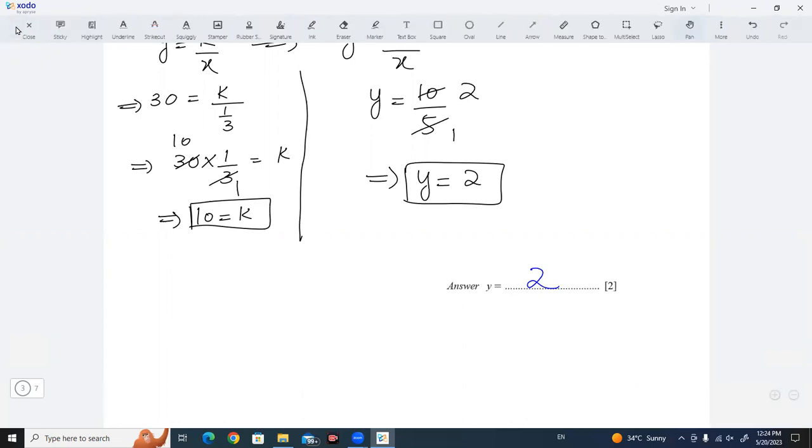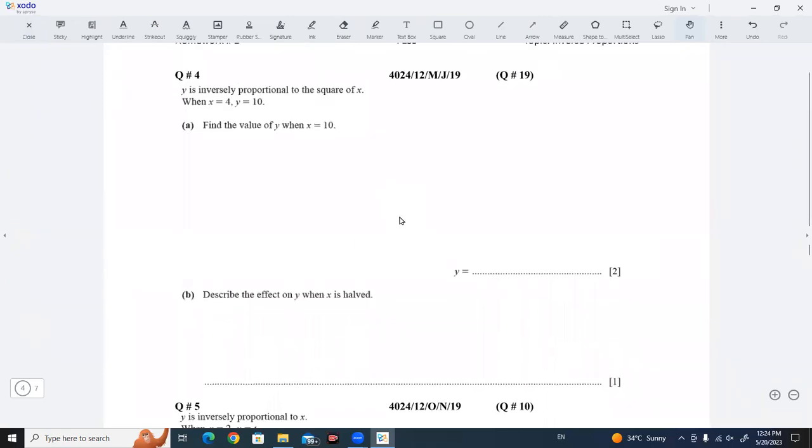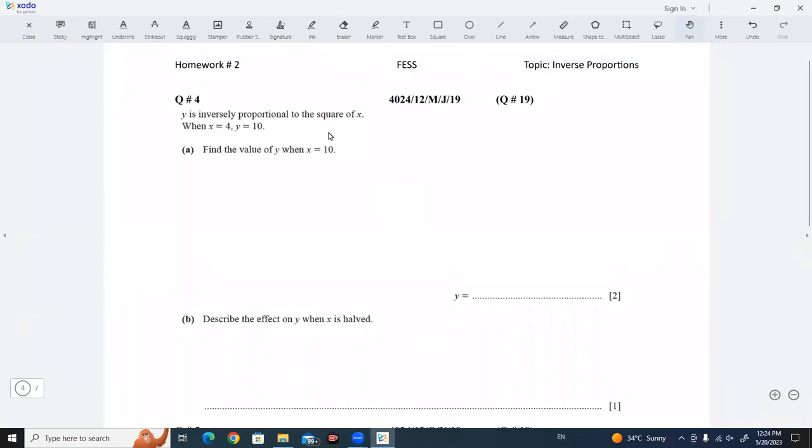So solving question number 4. I hope this is a very simple concept. Hope all of you understand this. So moving ahead to question number 4. In question number 4, it's written that y is proportional to 1 over x squared.